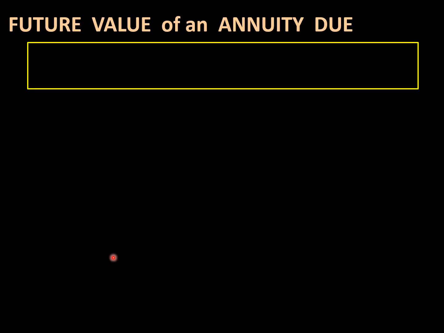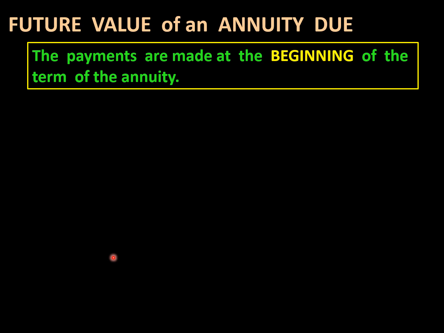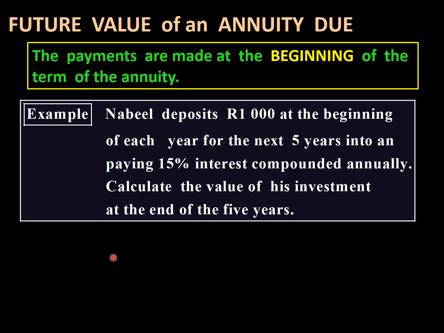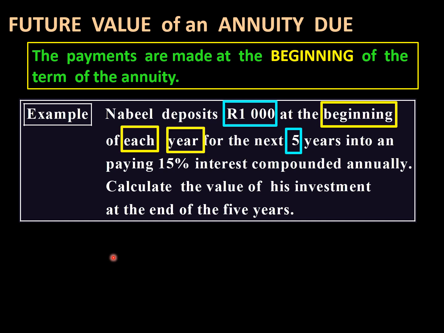Now let's look at how we can derive a formula for the future value of an annuity due. What's an annuity due? It's an annuity where the payments are made at the beginning of the term, not after 1 month or after 1 year. Let's take an example again. In this case, Nabil deposited 1,000 Rand, but he now deposits it at the beginning of each year, not at the end, but at the beginning. And it's also there for the next 5 years, and the interest rate is 15%, and it's also compounded annually.